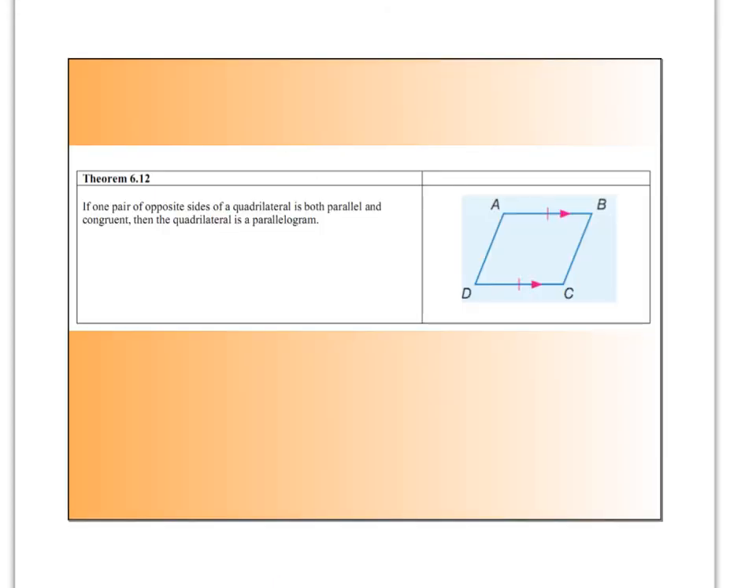There is one last property for parallelograms. If one pair of opposite sides of a quadrilateral is both parallel and congruent, then the quadrilateral is a parallelogram. So you can see on here that this side and this side are both parallel because they have the arrows, and congruent because they have the tick marks. And so because they have both of those, then this is enough information to say, oh yeah, that's a parallelogram. It has one pair of sides that is both parallel and congruent.